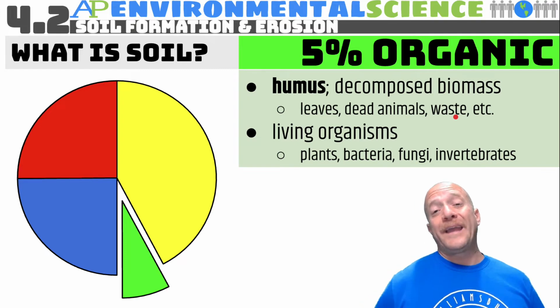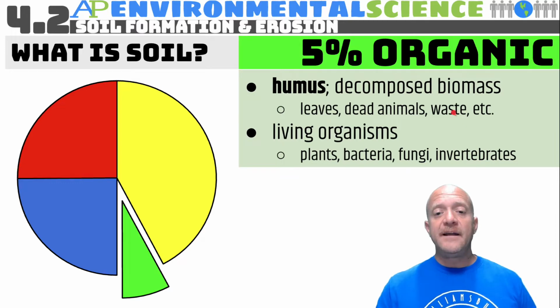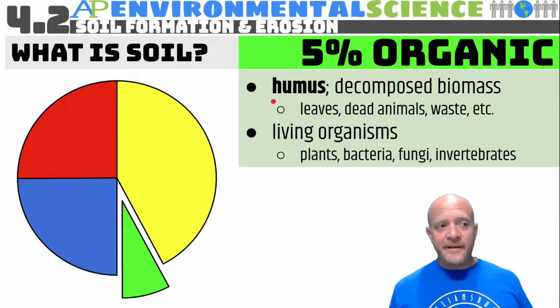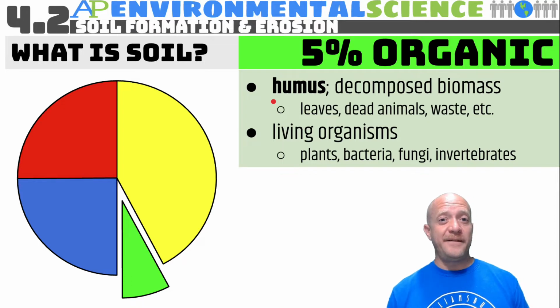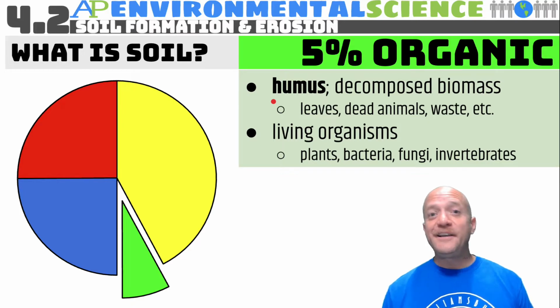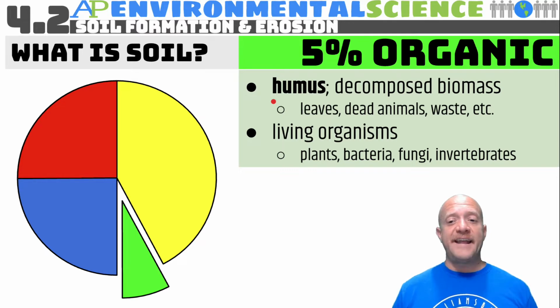5% of it is organic, and this word right here, it's pretty much going to be humus. This is humus, not hummus. Hummus is made from chickpeas typically, and hummus is a dip that is from the Middle East. This is not hummus. Hummus has 2 M's, this has 1 M. Humus is decomposed biomass, and it can be rotting leaves, dead animals, animal waste, etc.